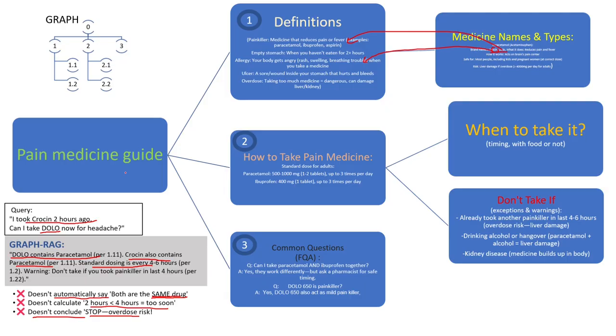So here you need to understand one thing: what if this graph already had some intelligence or some process which knows that Crocin and Dolo are both the same medicine? So how do you do this? What is the process which does this?